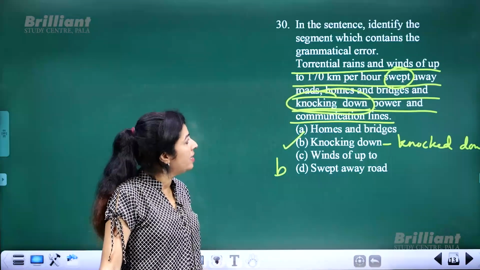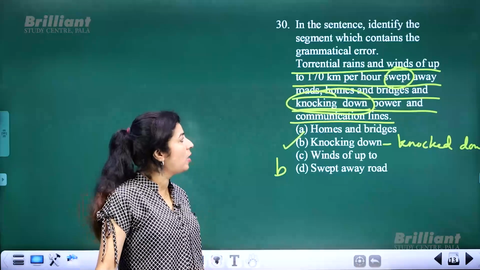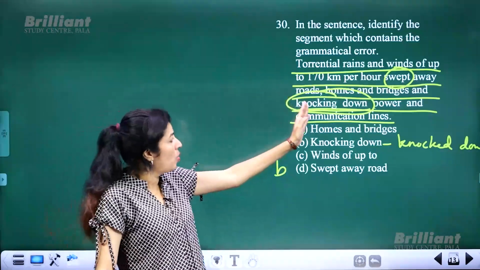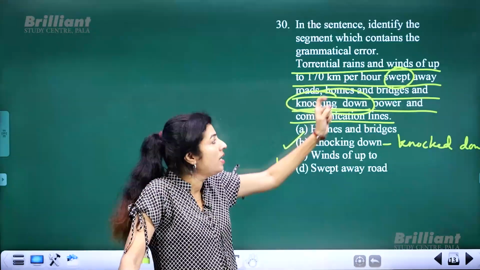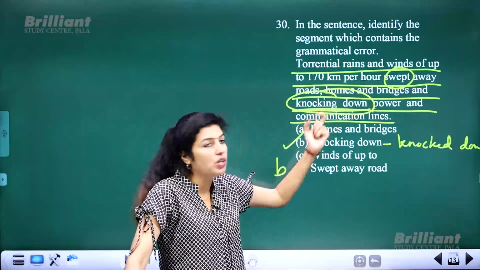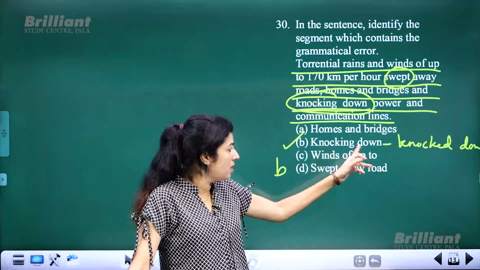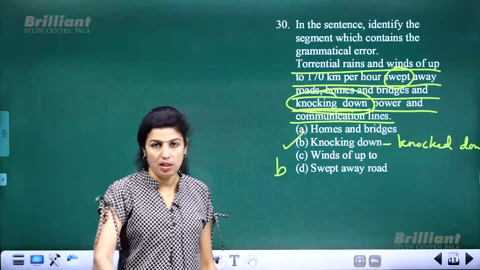Alright. So, it is torrential rains and winds of up to 170 km per hour swept away, past tense, roads, homes and bridges and knocked down, not knocking down, because if this is past tense, the next verb should also be in past tense. So, the error is in this part, knocking down, and change it into knocked down to make it a correct sentence.